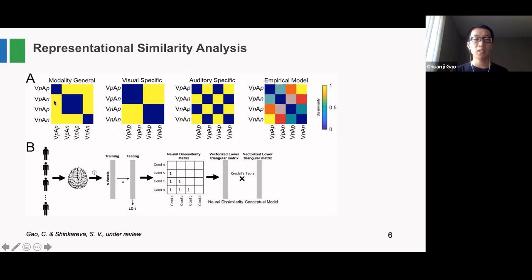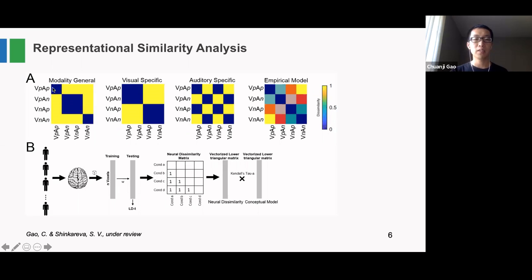So basically the modality general model, for example, should be able to tell the difference between visual positive, auditory negative and visual positive, auditory positive, because there's a difference of valence in the auditory modality. So the modality general model should be able to tell this difference. However, it cannot tell the difference between visual negative, auditory positive versus visual positive, auditory negative, because the modality general model does not differentiate where the valence comes from. So you assign a 0 here because they are essentially the same thing. But if it's a 1, it means that the modality general model can tell the difference between the conditions.